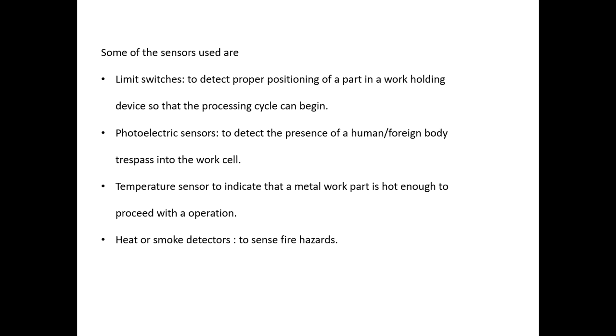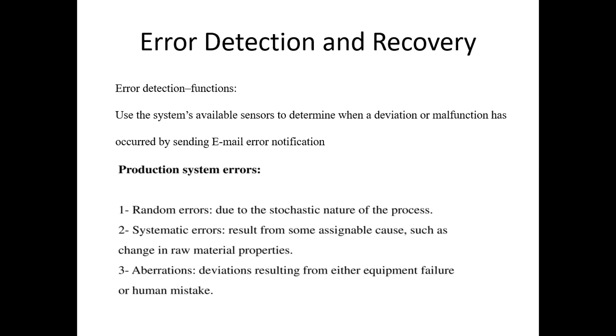Some of the sensors used in automated systems are limit switches to detect proper positioning of a part in a work holding device so that the processing cycle can begin; photoelectric sensors to detect the presence of a human or foreign body trespassing into the work cell; temperature sensors to indicate that the metal work part is hot enough to proceed with the operation; and heat or smoke detectors to sense fire hazards.